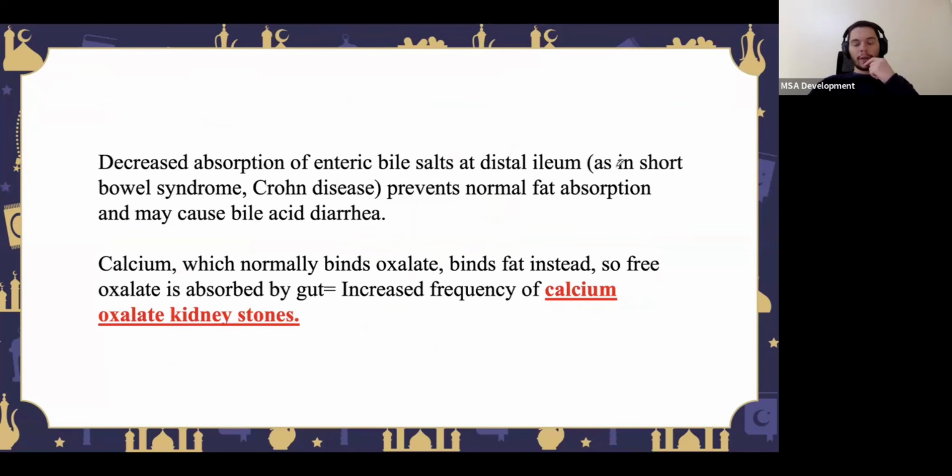Quick talk regarding certain conditions where you have inability to absorb fats. There are certain conditions such as short bowel syndrome and Crohn's disease where you have an abnormality in absorbing fat.